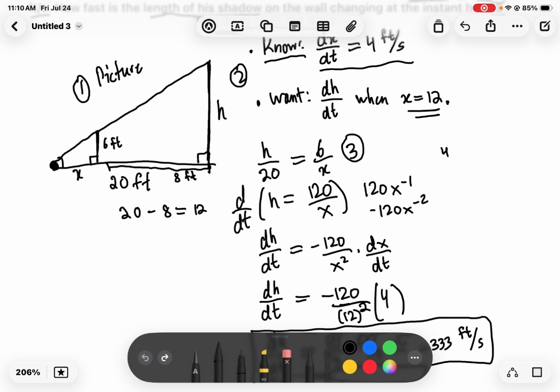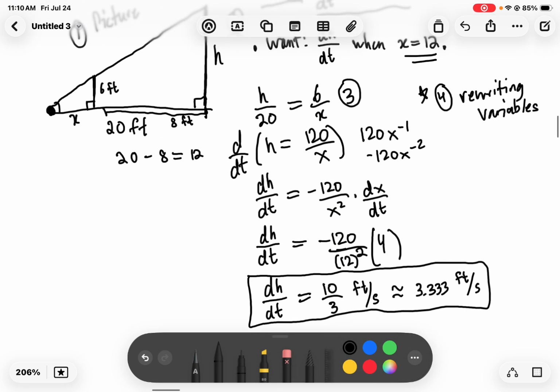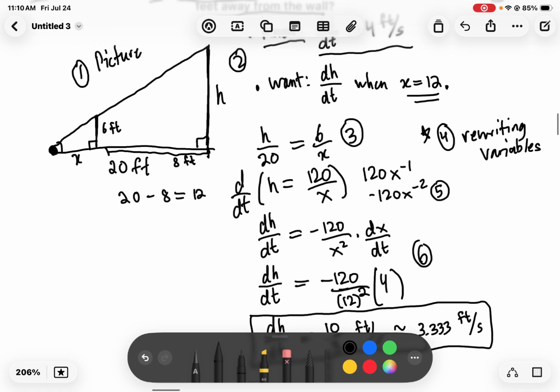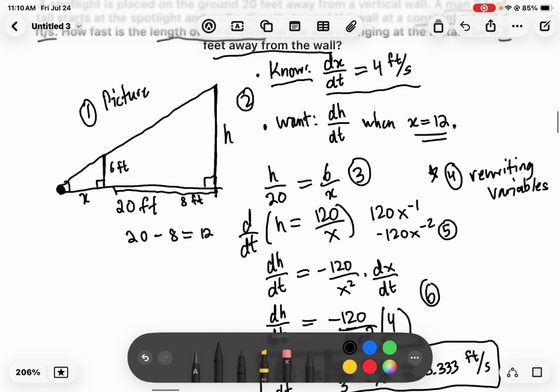So that'd be the intermediate step 4, rewriting variables. And then finally, we have step 5, which is differentiating, and then step 6 is just plugging in and solving. So it's like 5 to 6 steps to solve these types of problems.